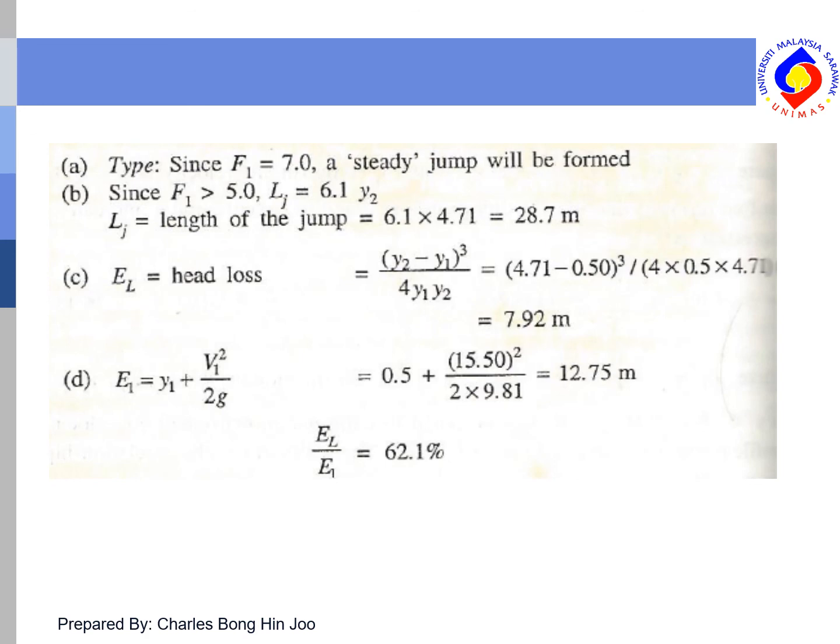Then to find the ratio of the energy loss with the initial energy, we have to find the energy at the initial depth first. In this case, the specific energy at initial depth is given as y1 plus v1 squared over 2g. If we substitute in the value, it will give us 12.75. Then the ratio between the head loss or energy loss with the initial energy is 62.1%.